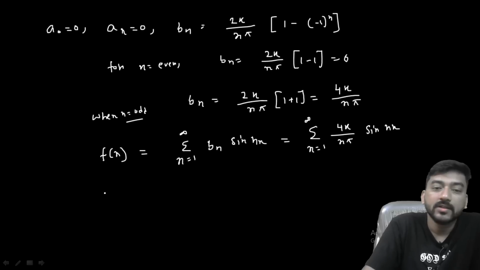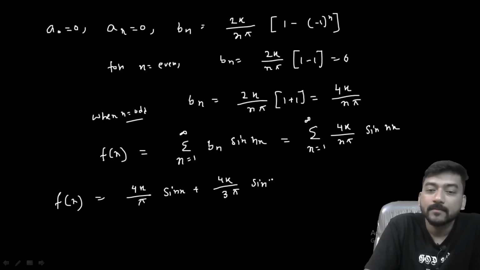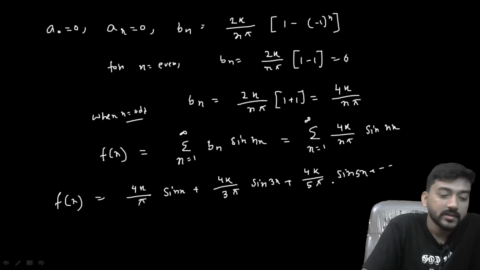Now if you open the series, then you will get f of x is equal to, first you can put n is equal to 1. If you put n is equal to 1, then you will get 4k upon pi into sin x. Then you will get n is equal to 3, so you will have 4k upon 3 pi sin 3x. Then n is equal to 5, that means 4k upon 5 pi into sin 5x. So the series will be like this.